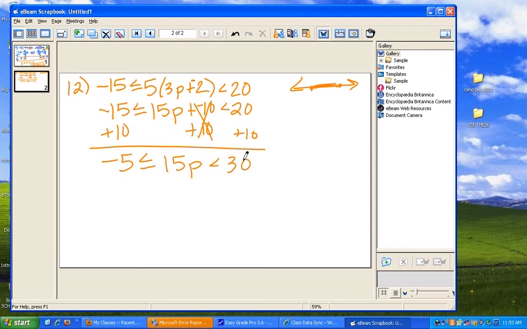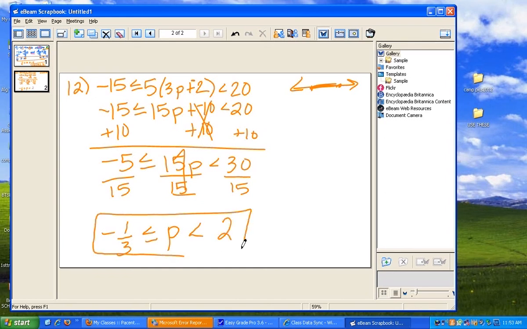Now what, Tanner? How do I get p alone? Divide. By 15. And if I do it to the middle section, I have to do it to each of the other sections. Negative 5 divided by 15 is negative 5/15, or reduced, it's negative 1/3, less than or equal to p, because this makes an equivalent form of 1. Don't you have to switch the sign? Did I divide by a negative? No. 30 divided by 15 is 2. And that's my answer. And look, it's low to high.